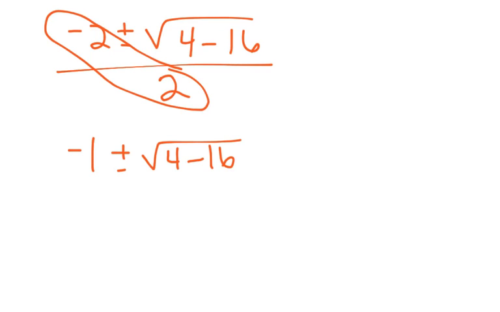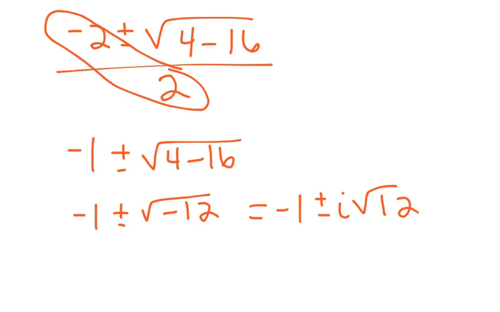Let's look under the radical now. Here's where we remember what we do when we have imaginary numbers. That was a couple chapters ago. So we have negative 1 plus or minus the square root of negative 12. What do we do when something's negative under the square root? We take that negative out and put an i out in front. Negative 1 plus or minus i root 12.